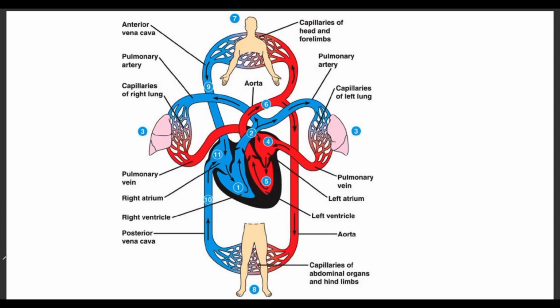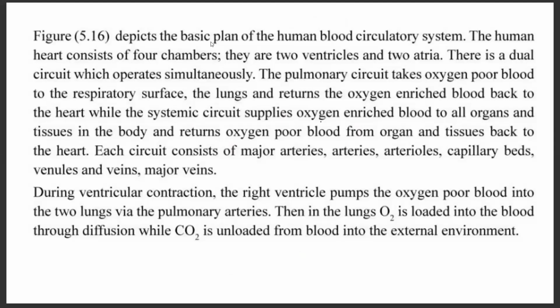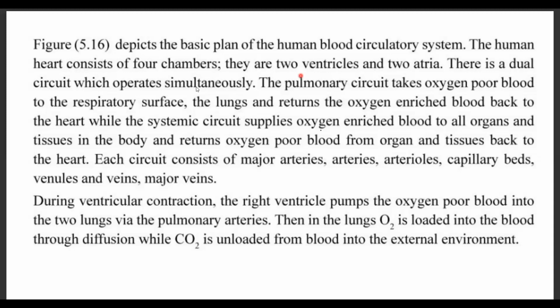Next one. Now, we'll go through the lesson note. The human heart consists of 4 chambers. There are 2 ventricles and 2 atria. There is a dual circuit which operates simultaneously. The pulmonary circuit takes oxygen-poor blood to the respiratory surface, the lungs, and returns the oxygen-enriched blood back to the heart, while the systemic circuit supplies oxygen-enriched blood to all organs and tissues in the body and returns oxygen-poor blood from organs and tissues back to the heart. Each circuit consists of major arteries, arterioles, capillary beds, venules, and major veins.